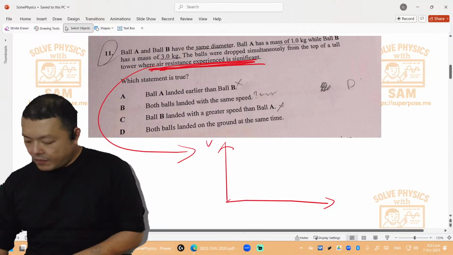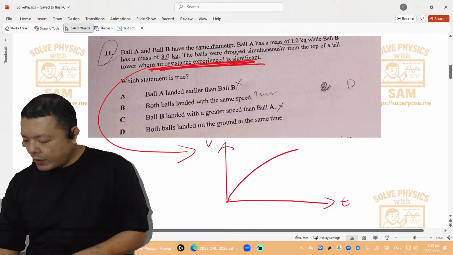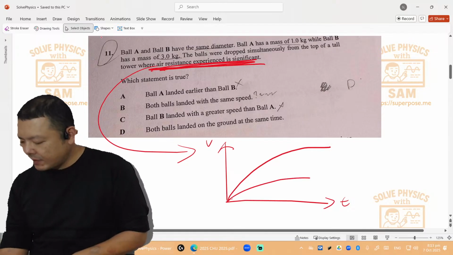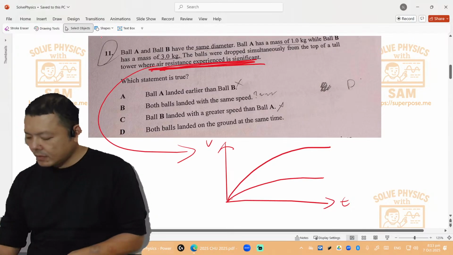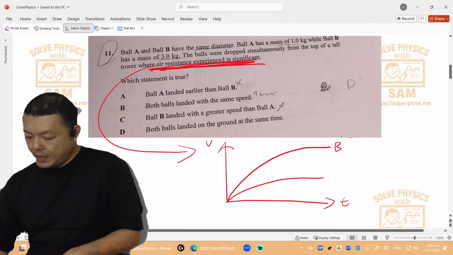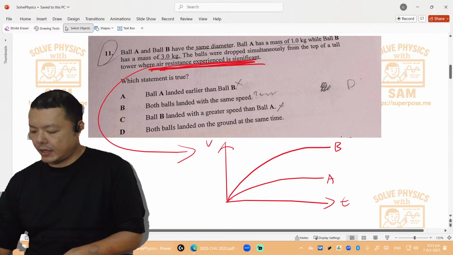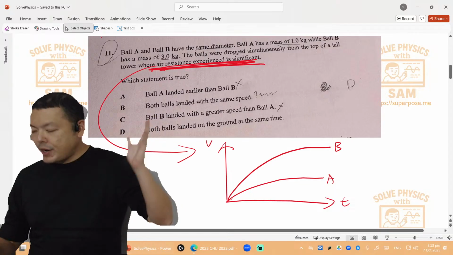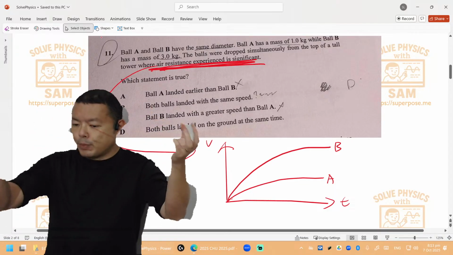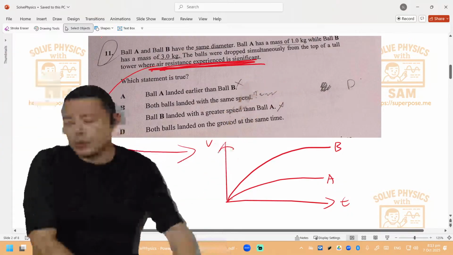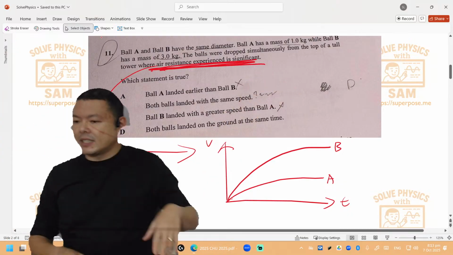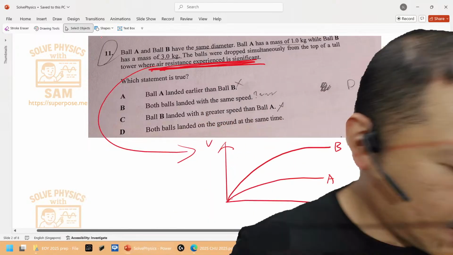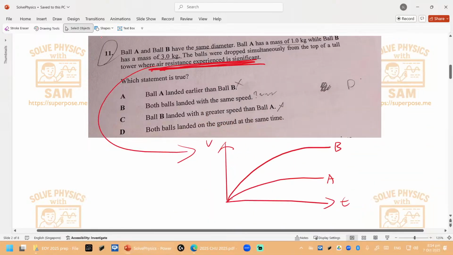It will look like this. VT graph. The more massive one will look like that. The less massive one will look like this. Okay. So this will be B and this one will be A, right? In fact, B will land on the ground first. When these kind of questions, you take the extreme one, just take it as golf ball versus tissue paper. You drop golf ball, tissue paper, which one will hit the ground first? Because that one air resistance very significant, right? Okay, air resistance significant for that one.